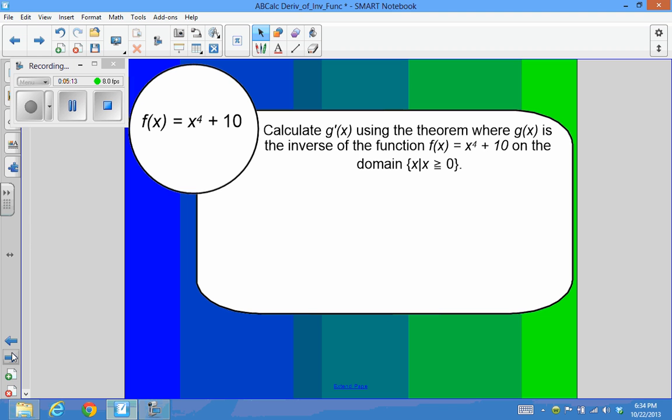All right, I'm supposed to calculate g prime of x using the theorem where g of x is the inverse of the function f of x equals x to the fourth plus 10 on the domain where x is greater than or equal to 0. If I look at f of x equals x to the fourth plus 10, then go back and think what our formula was on this. g prime of x equals 1 over f prime of g of x.